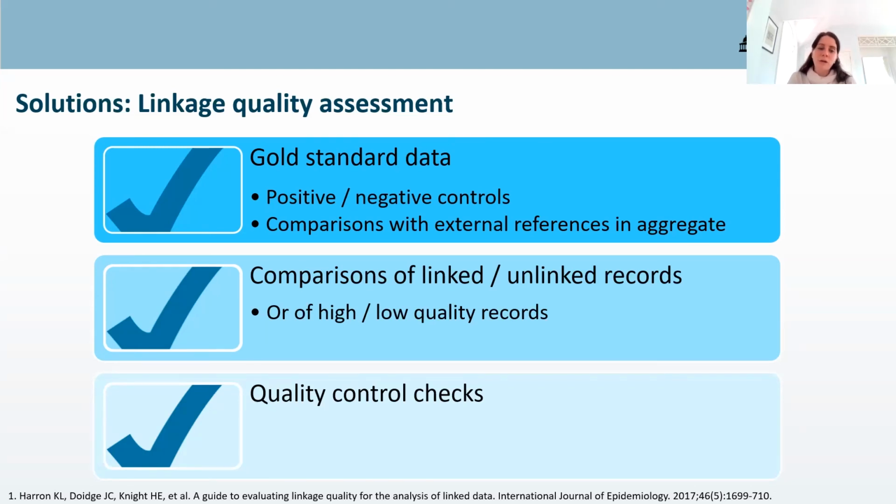And we can do quality control checks. So once the data have been linked, we can identify implausible scenarios that don't make sense. So where we link a mortality record and then have a subsequent hospital admission record, that might be indicative of a false match.